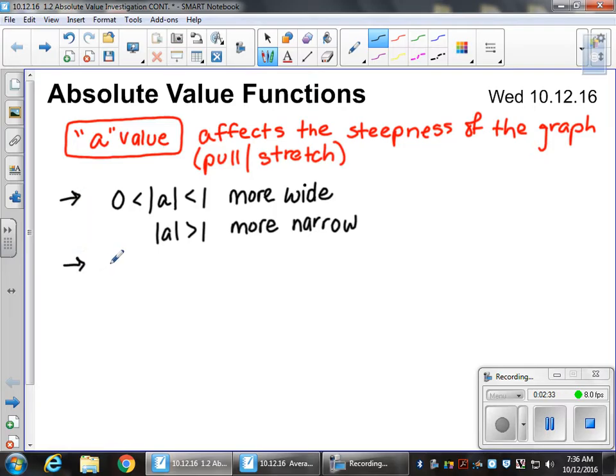A second piece of information we get from A. So be careful. That was a great question. The question was, what if it's less than 0? Notice how we're taking the absolute value of it. So we're just looking at the numerical value, no positive or negative, just the number. Now we're going to talk about the effect of a positive or negative A.